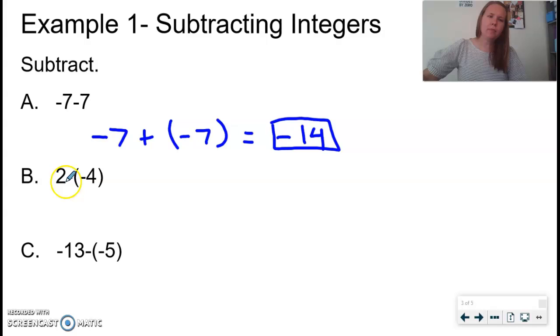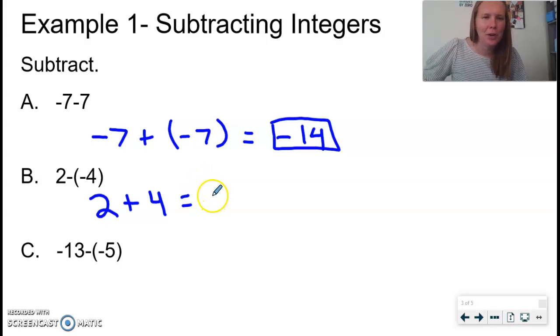All right, part B then. You have 2 minus negative 4. Again, my first number stays the same. I'm going to change this operation to a plus, and then I'm going to change negative 4 to its opposite, which is a positive 4. Now I can just easily add, 2 plus 4, this is like a kindergarten problem. 6.